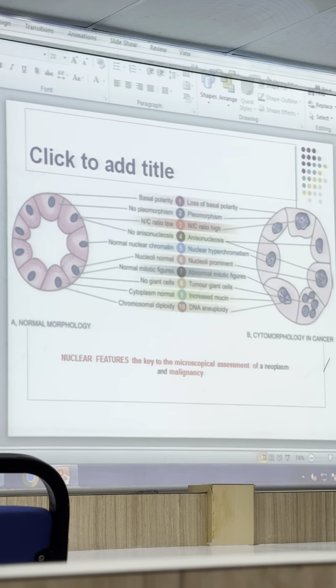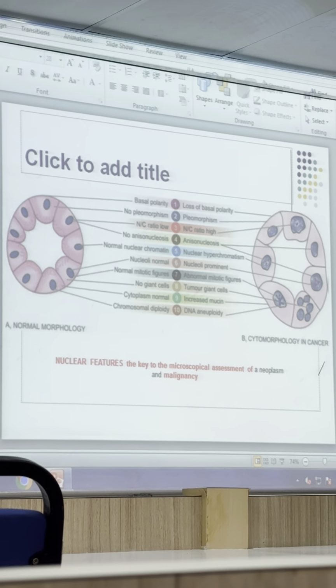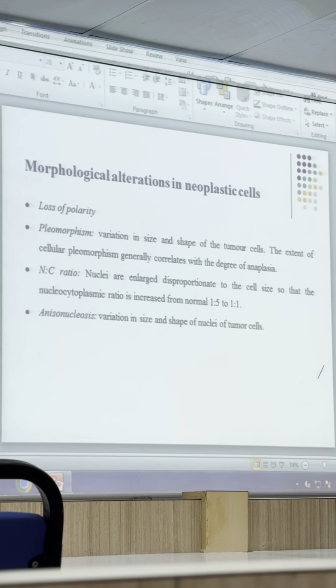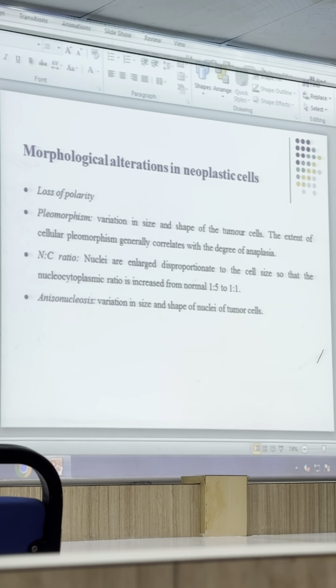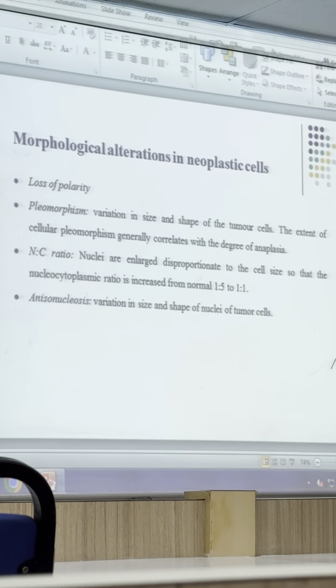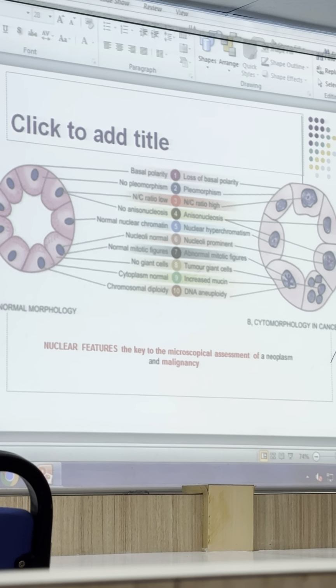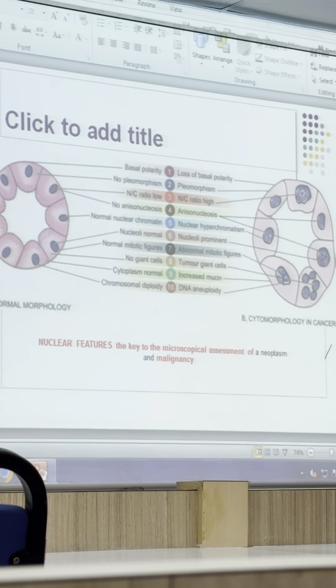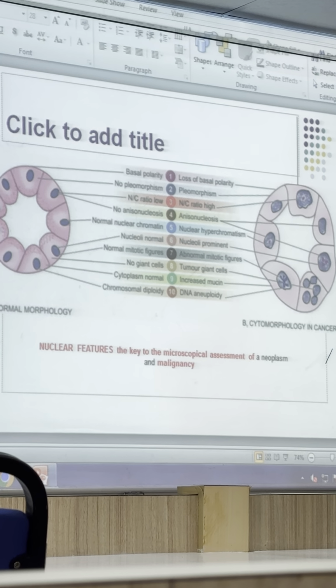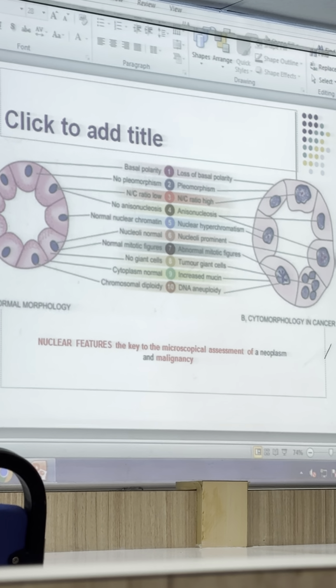Anaplasia, the morphological features of a malignant cell. Any 5 you are free to remember. You can write it in your words. You can draw a diagram. Just label the diagram if you are drawing.